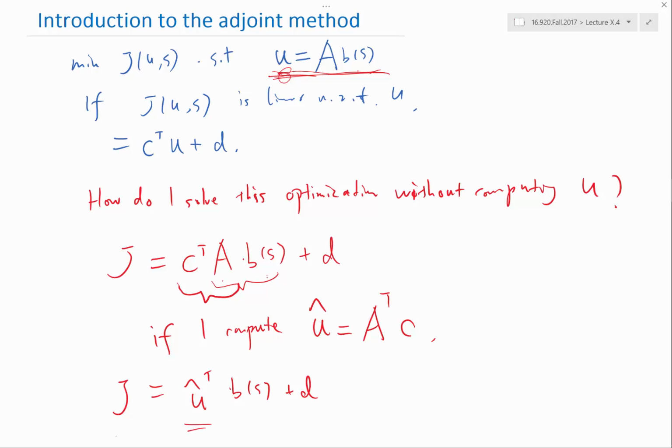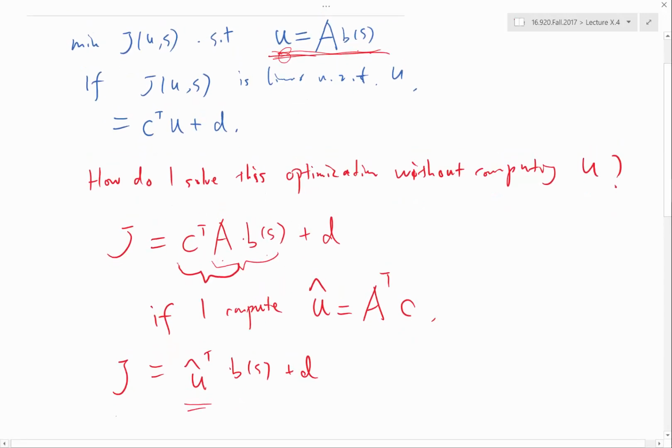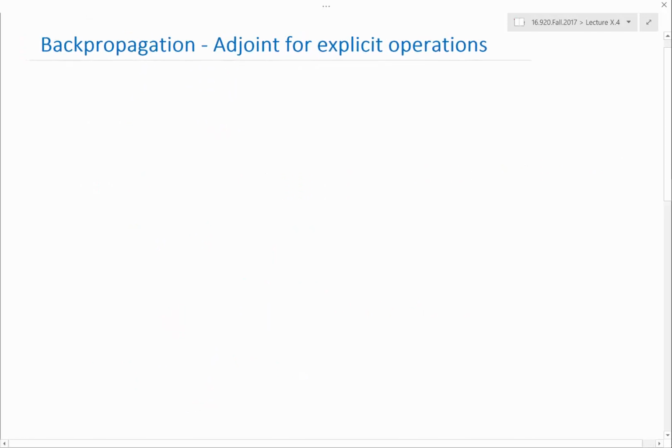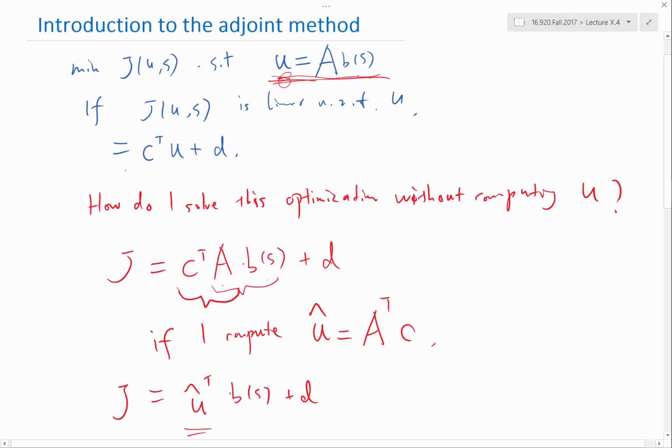So let's generalize this example to a slightly more complex case. For the slightly more complex case, we'll be analyzing only small perturbations because we no longer assume the objective function is linear, right? Here we assumed that the objective function is linear. We also assumed that the relationship between u and b is linear. In reality, a lot of functions we evaluate will be nonlinear. So the way out of this is to look at small perturbations, right?